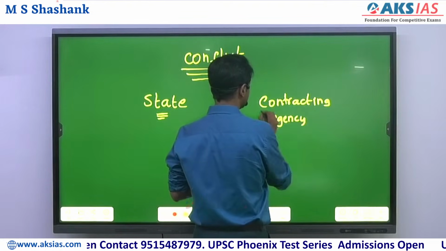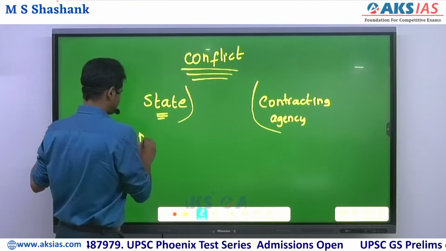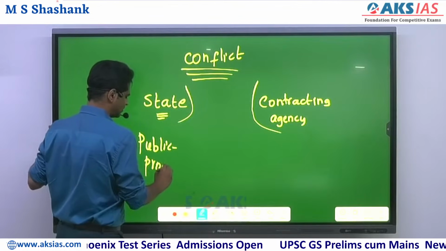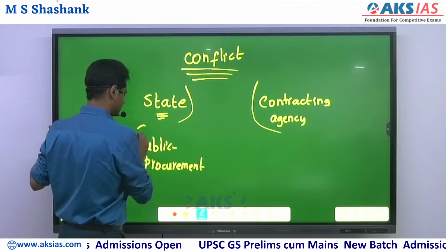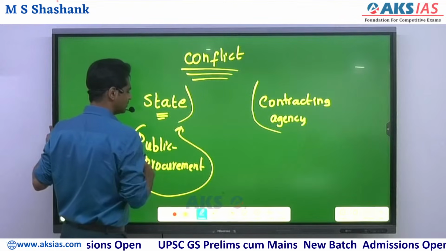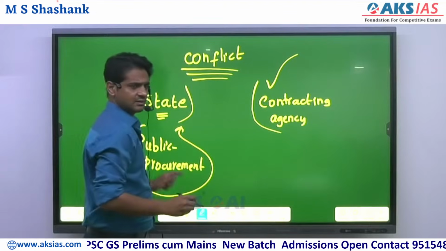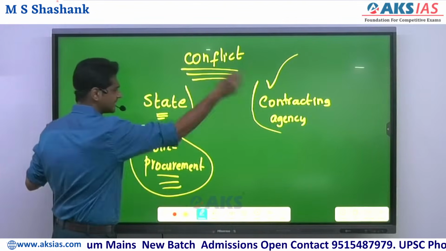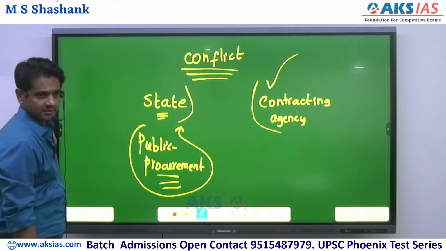Why conflict? Often conflict comes, what is PPP? It is just a type of public procurement only, right? Fundamentally, you all should know this. It's a type of public procurement. Government thinks, where do I have time to do so many things? There are some people who are willing to do things. So let me outsource this responsibility. Let me buy this service from somebody.